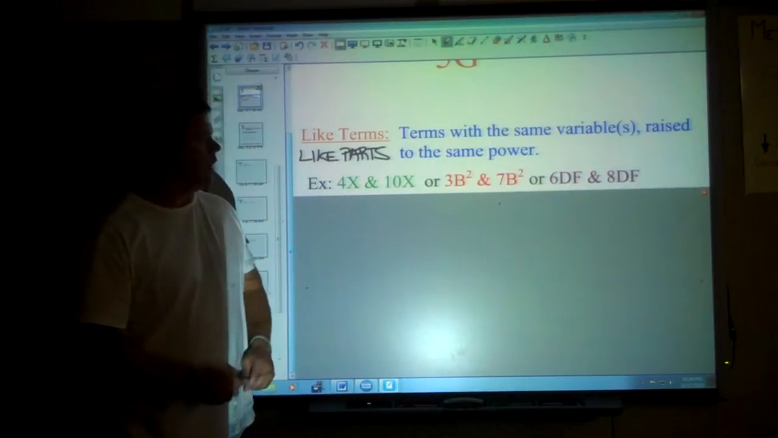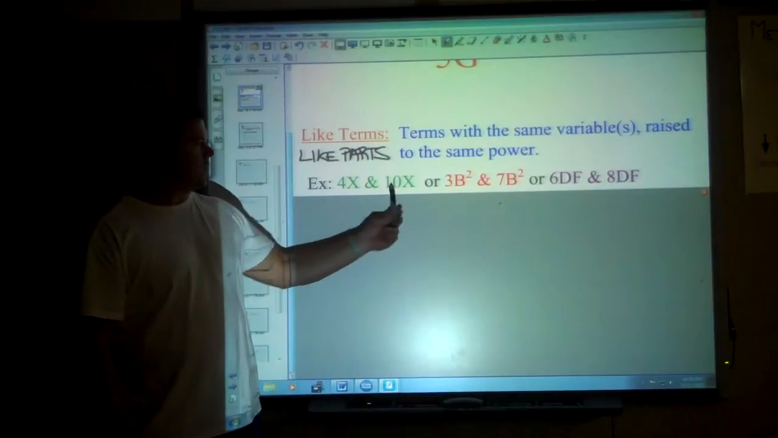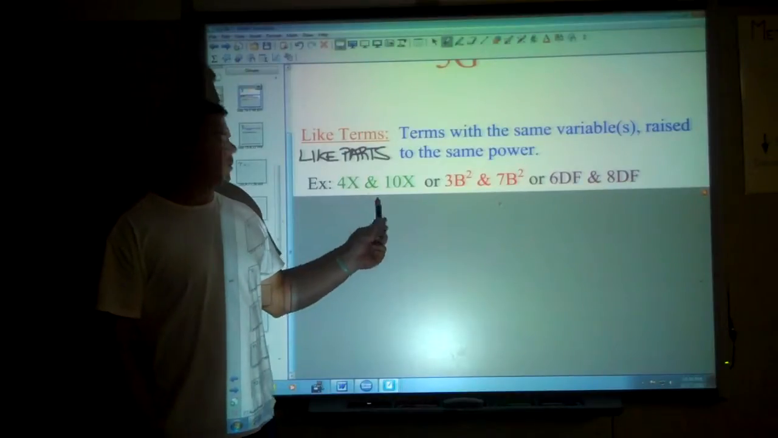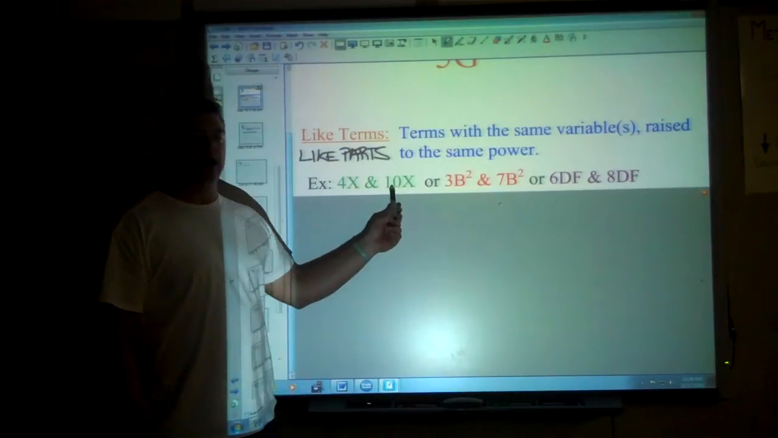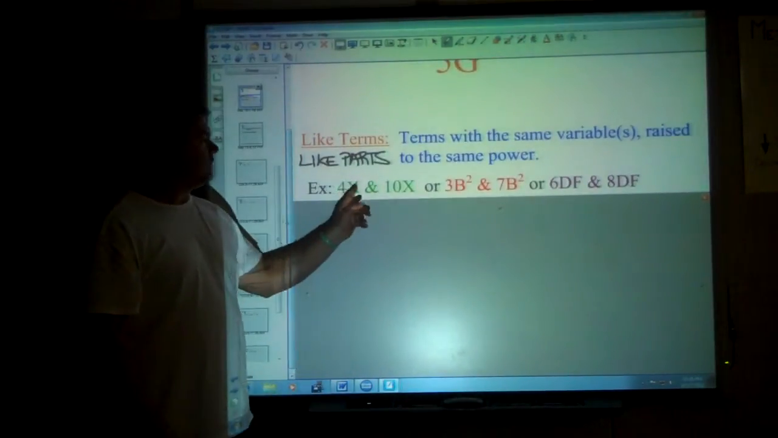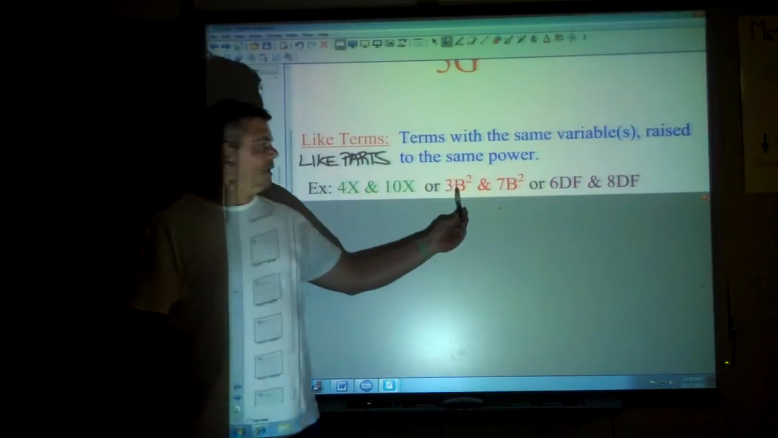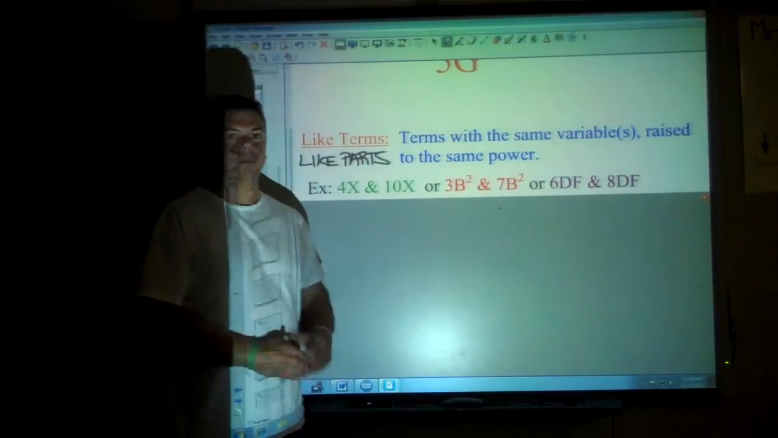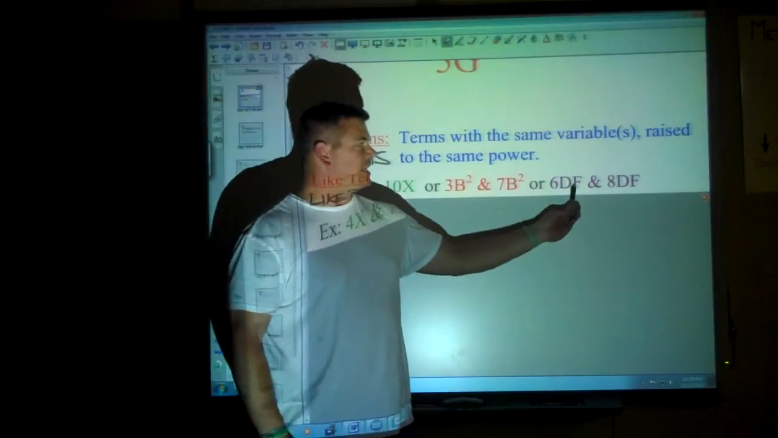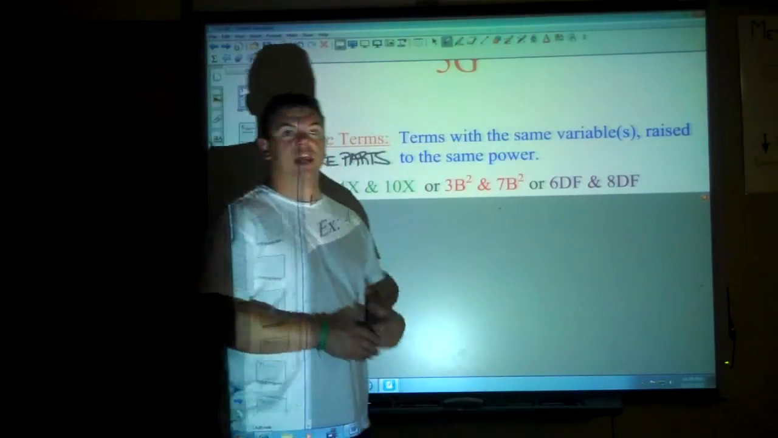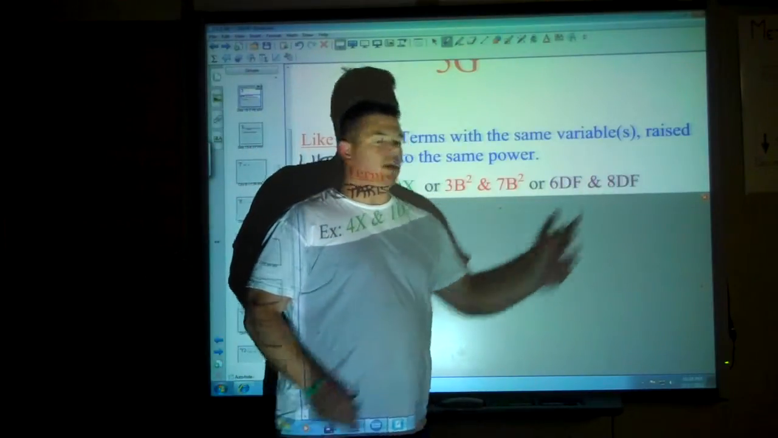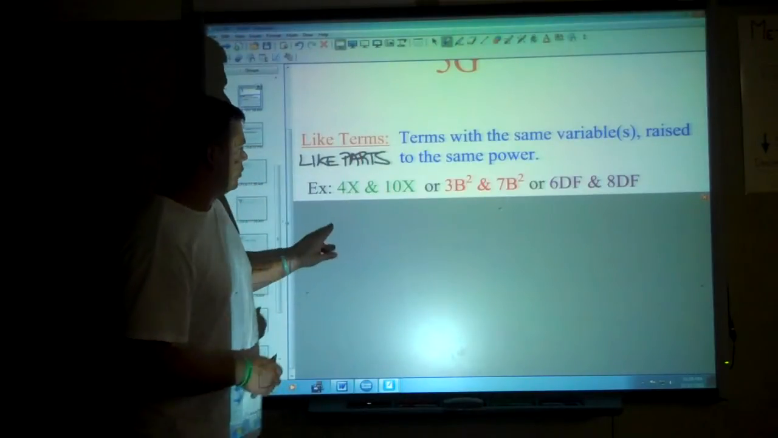So here are some examples of like terms. 4x and 10x. They both have the same variable, and you notice that they don't have any exponent. They have an exponent of 1, but we don't typically write that down. The 4 and the 10 don't have to be the same. The coefficient doesn't have to be the same. The variables have to be the same. 3b squared and 7b squared. They both have b's, and they're both to the power of 2, so that would be considered like parts. 6df and 8df. They have the same number of variables and the same kind of variables to the same exponents. If this were df and that were fd, that wouldn't matter, because we have commutative property of multiplication.